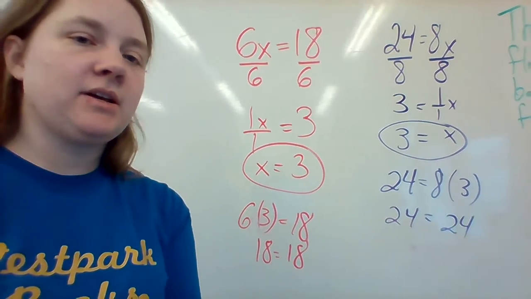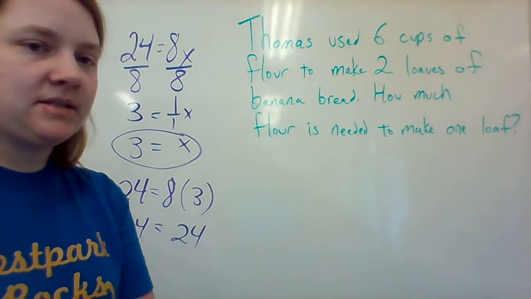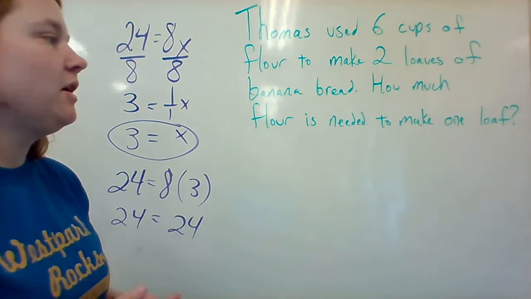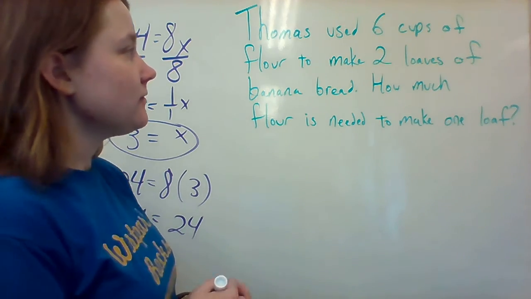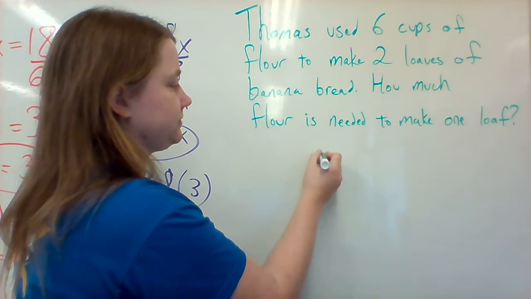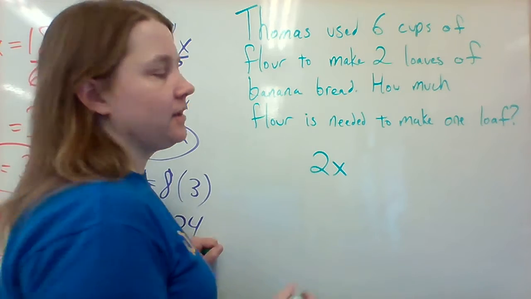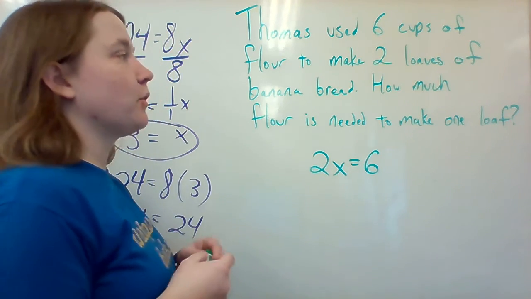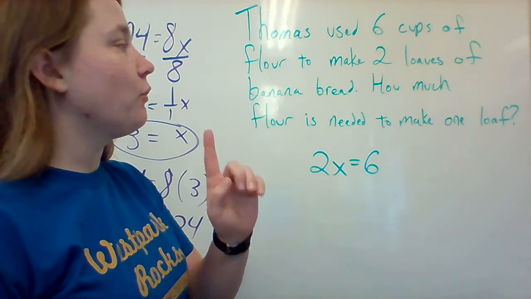Let's go ahead and take a look at our word problem. Thomas used 6 cups of flour to make 2 loaves of banana bread. We want to figure out how much flour is needed to make 1 loaf. So we know that to make 2 loaves, Thomas needed so many cups of flour, and he ended up needing 6 cups for the 2 loaves, but we want to know how much is needed for 1 loaf.